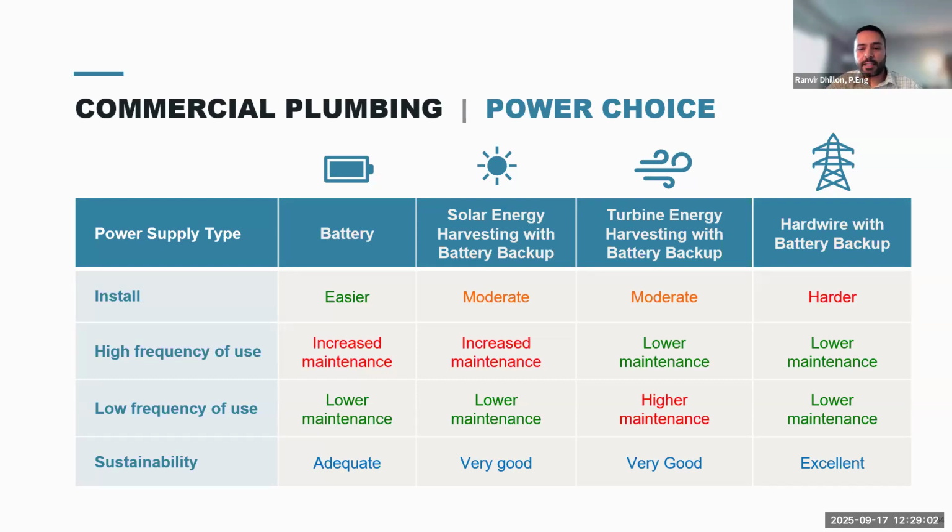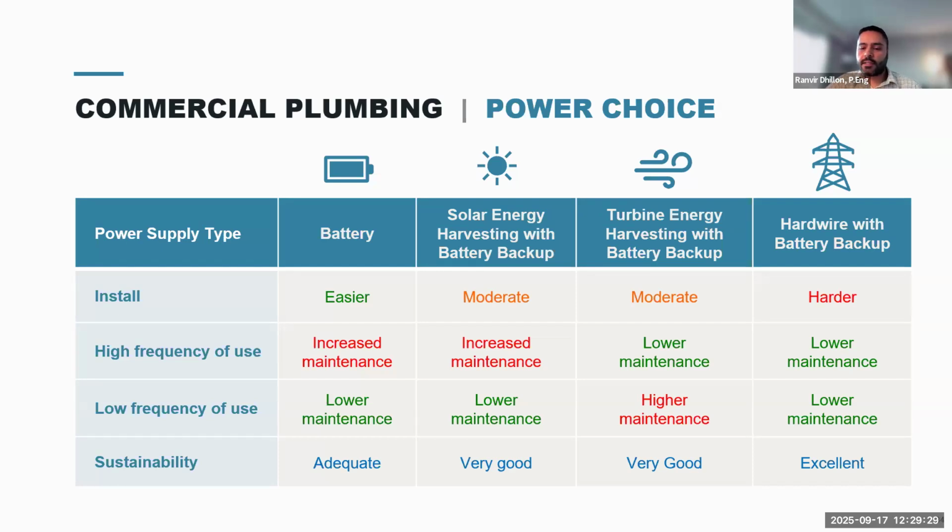So starting with battery. Battery is best for locations that don't have outlets or power nearby. And they're relatively easy to install and recommended for use in low traffic applications. You also have solar energy harvesting with battery. This reduces battery replacement and costs. It transforms all light types, both natural and artificial, to charge a capacitor within the faucet so the battery is only used when the solar power is depleted.